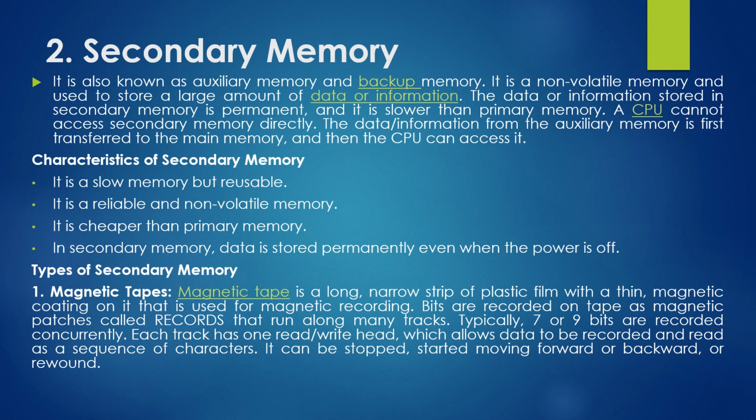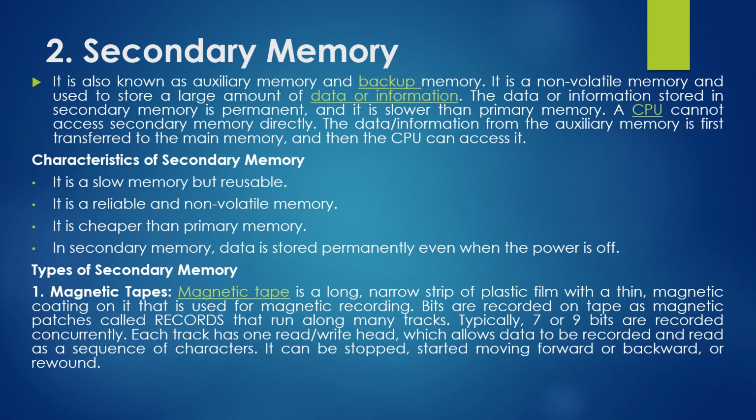And the second type is secondary memory. It is also known as auxiliary memory and backup memory. It is a non-volatile memory and it is used to store a large amount of data or information. The data stored in secondary memory is permanent and it is slower than primary memory. A CPU cannot access secondary memory directly.